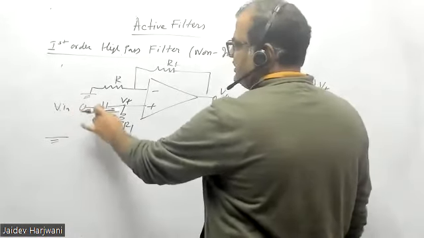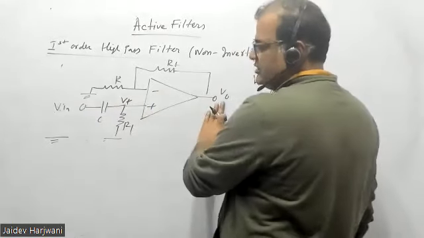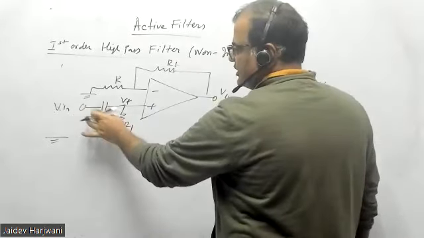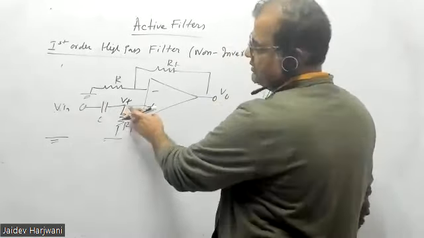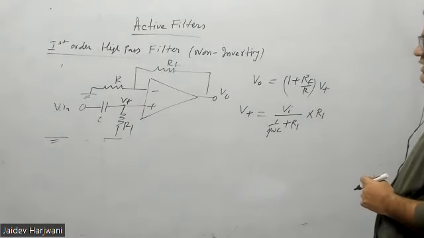Now you can check here. If I apply low frequency, this will become open, so no voltage will come here, so your output will become zero. This is not a low pass filter. You apply high frequency, this becomes short circuit, and the full voltage will come here, and you get a gain. Okay, so this is the high pass filter.